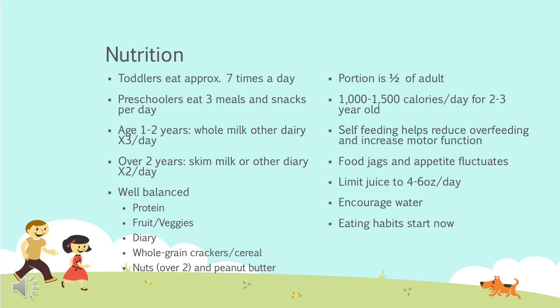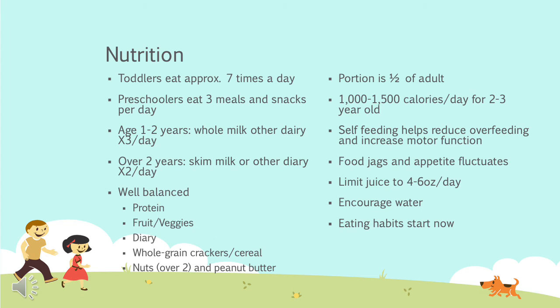While they're in the toddler age group, so 1 to 2 years old, they're going to be having whole milk still, about 3 a day. And then once they hit 2, they should be switching over to either partially skim or full skim milk, along with other dairy, so healthy dairy like yogurts and cheese. That's going to be 2 per day for the milk.